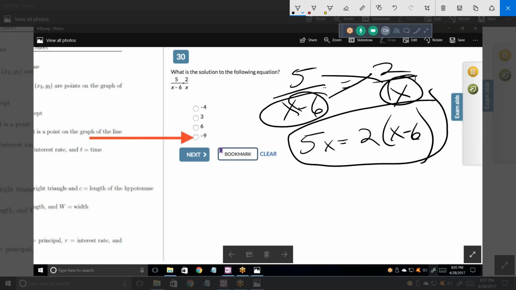Yeah, I mean, I understand it. It's just getting to that point, right? Like you said, once it gets to 5x equals 2 times x minus 6, you're fine from there. I know. Yeah, it's just getting that. Well, get rid of denominators. Remember that. You always want to get rid of denominators. Let's say I had the following problem.